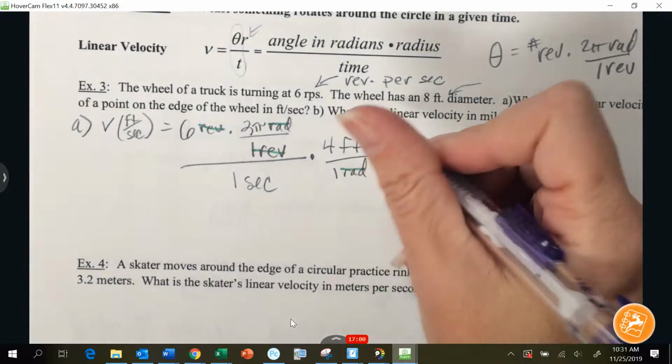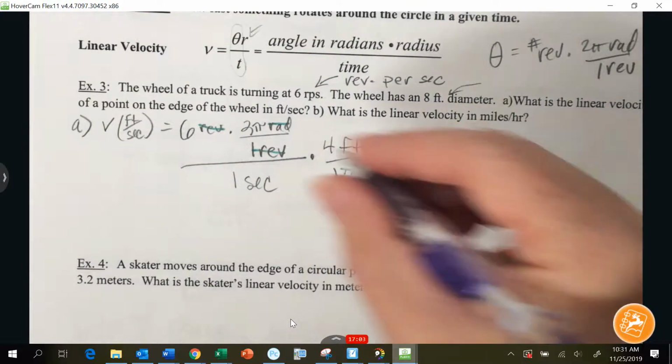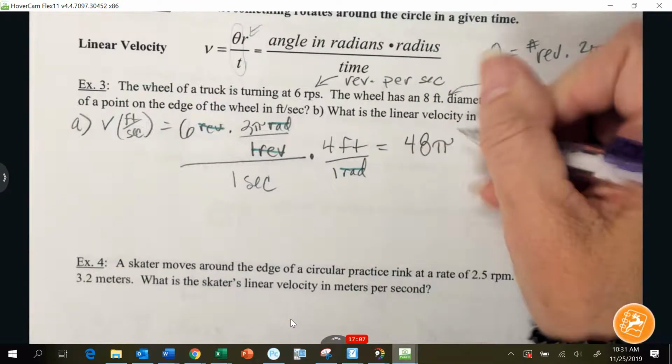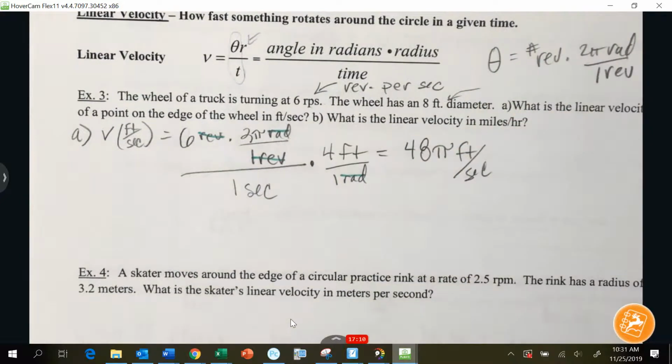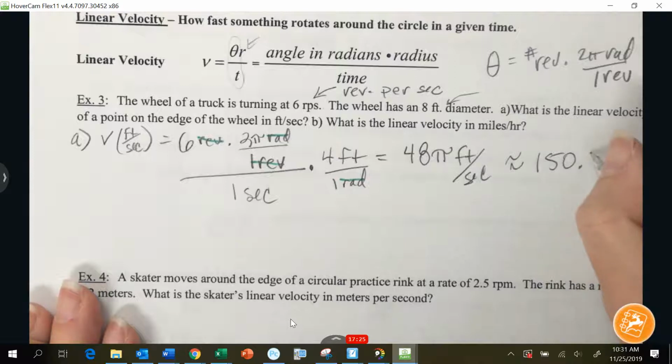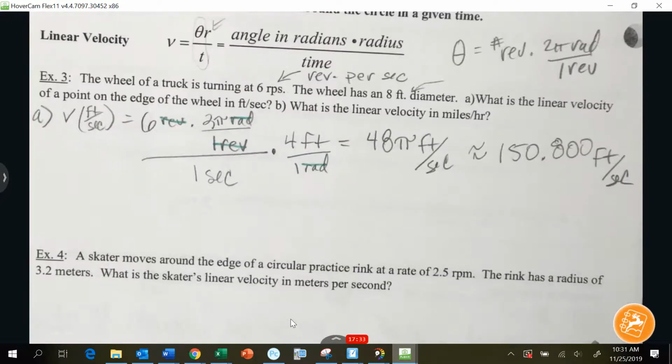Okay, so I will be left with feet per second, so I'm going to go ahead and multiply this. It looks like 12 times 4, 48 pi feet per second. That's the exact answer. For the approximate, just type in 12 pi, or 48 pi, maybe. And it's 150.8 feet per second.